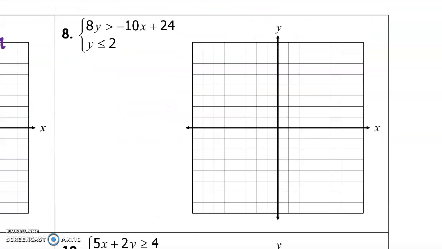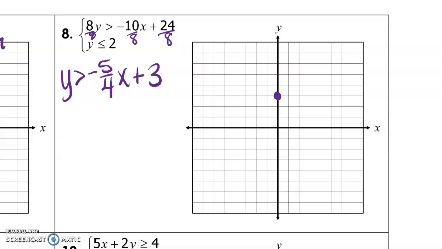Number 8, all we need to do is divide everything by 8, so I'm going to sneak that under there. Y is greater than -5/4 x plus 3. So I start up 3, down 5, and right 4. This would be a dashed line. Greater than would mean up above that line.